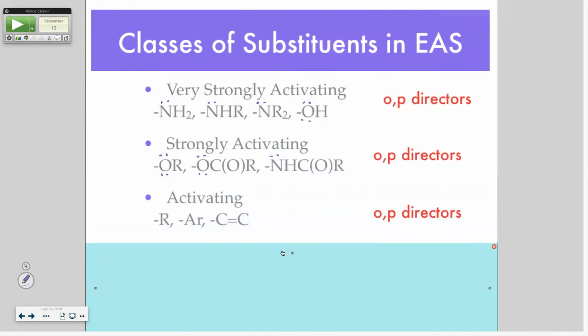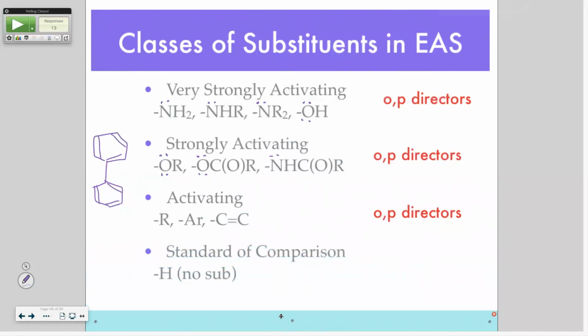These are regular activating groups. R groups, double bonds. What's AR? Argon. No. Dang, no. It means an aryl group, which is another benzene ring. So you could have a benzene ring attached to a benzene ring. That opens a whole new ball of wax, doesn't it? So here is H. H is no substituent. That's just plain benzene.